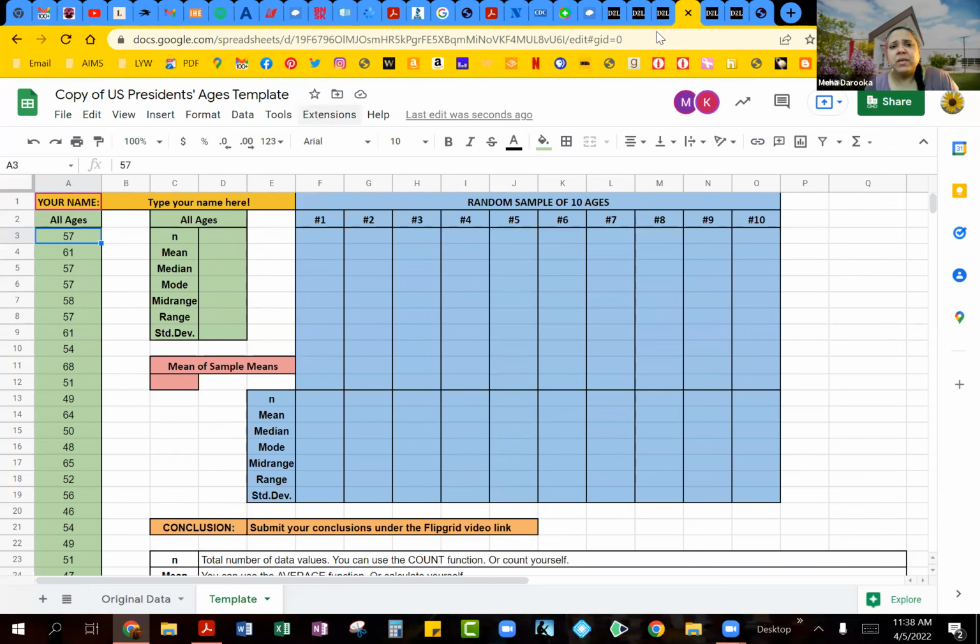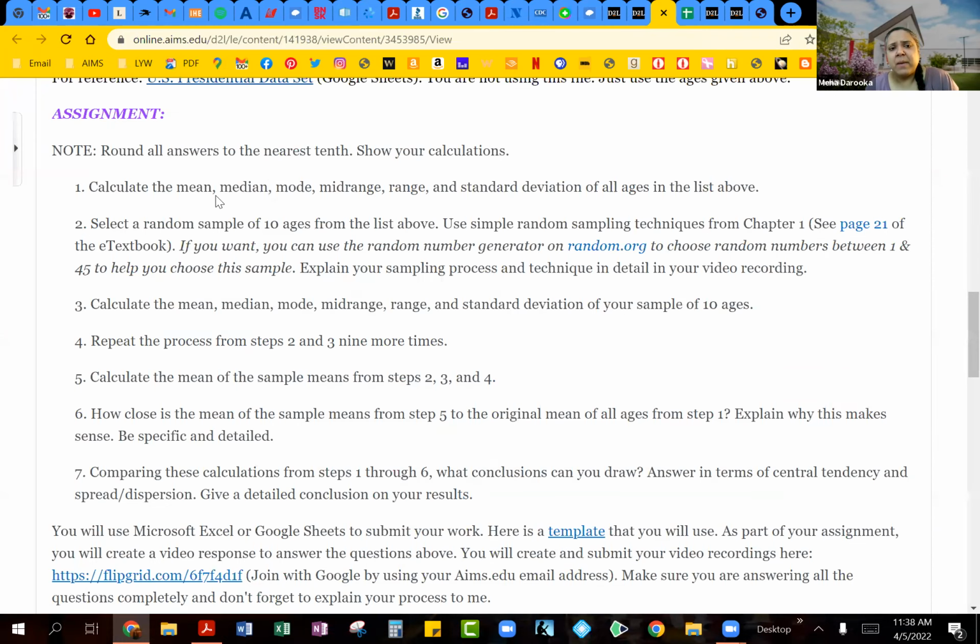So what you are doing here, as you can see, part one, I'm asking you to calculate the mean, median, mode, and mid-range. Those are the measures of central tendency, right? Those 4 calculations. Then you are also doing the range and standard deviation, which are the measures of dispersion. They talk about how spread out your data is.